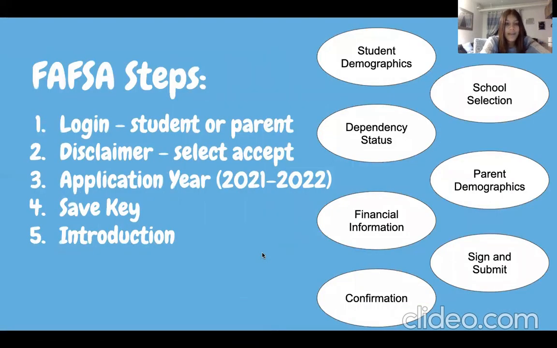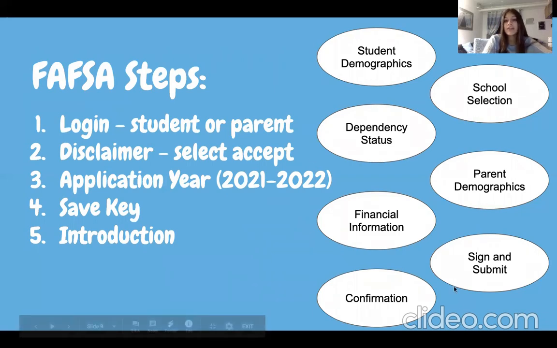So what's going to happen next? It's going to ask you to log in with your FSA ID. You can log in with either the student's or the parent's. I logged in with mine, the student's. Then a disclaimer is going to pop up and you're going to select accept. Then you're going to pick the application year for which you're completing the FAFSA. Then it's going to ask you to create a key, which is basically a little code so that nobody else tries to complete your form. And then you actually begin it.